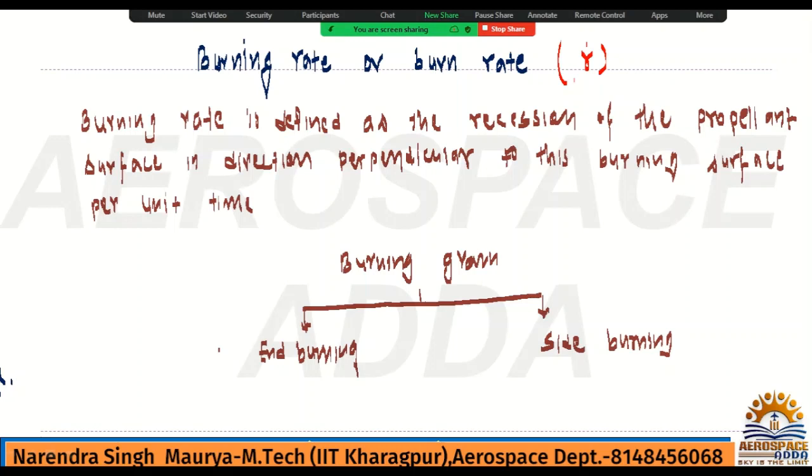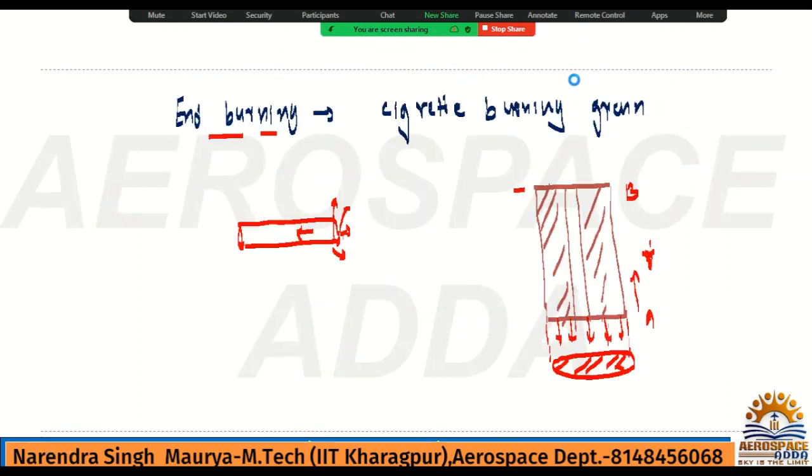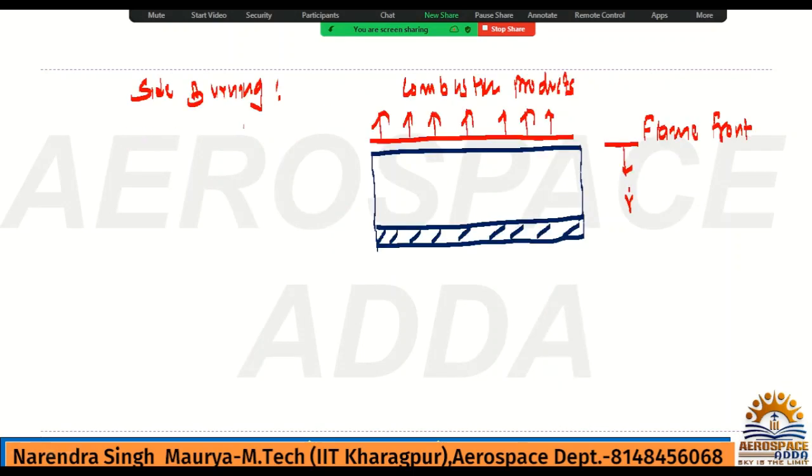So burning rate or burn rate, two types of burning we have for the grain. Grain is nothing but a composition, the product we have, oxidizer and fuel for the solid propellant. For that product, how is burning possible? Two types of burning are possible: one is end burning, another is side burning. So this is side burning.